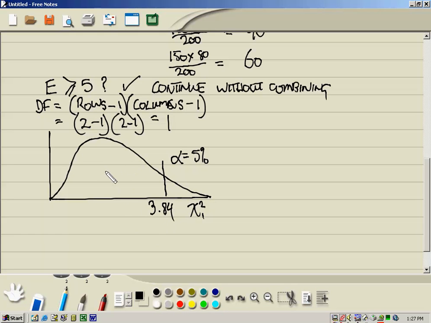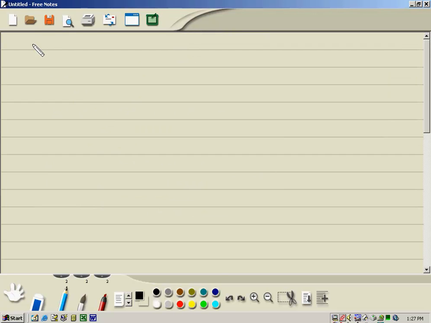Okay, so anything less than that, the null is possible. There's an insignificant relationship between our 2 variables. Where the alpha is, we'll reject the null and we'll talk about a significant relationship. Okay, so let's now do our decision rule.